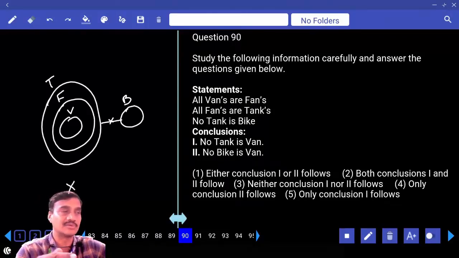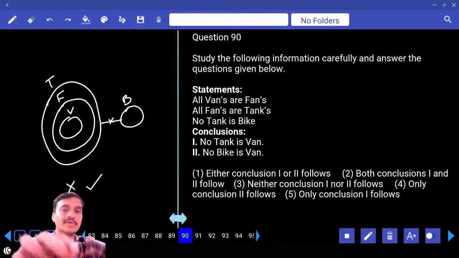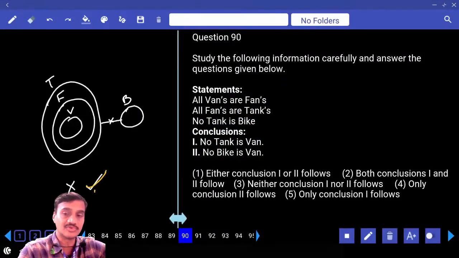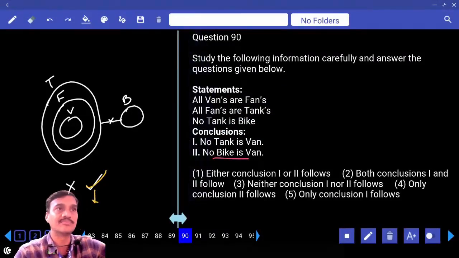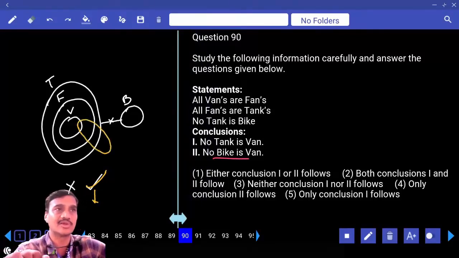It is false, because some tanks are vans is true. All vans are tanks is true. And no bike is a van. Bike is here, van is here, definitely true. As no bike is a van is true, it is a negative conclusion. Now to make this one false, we need to prove some bikes are van. Now bike and van should be intersected. Is it possible to write like this?